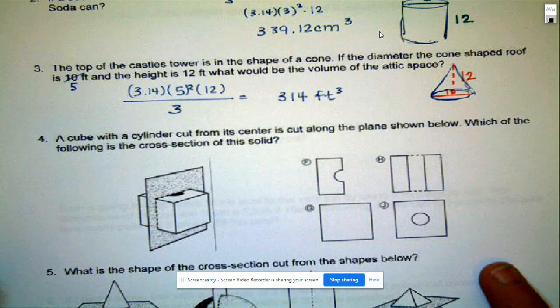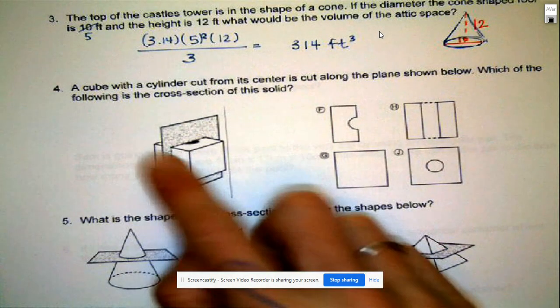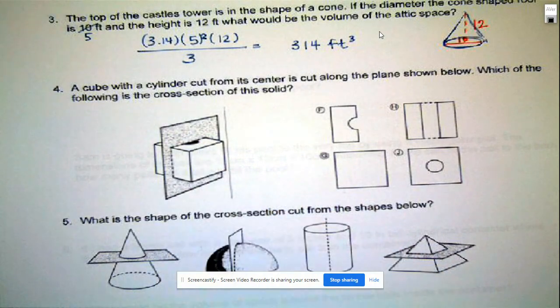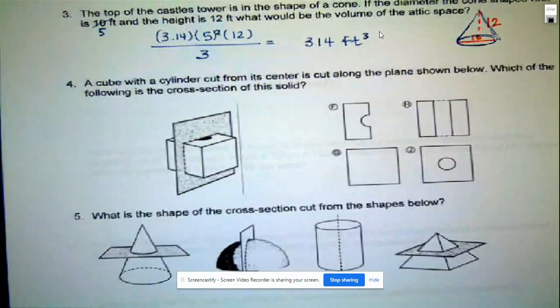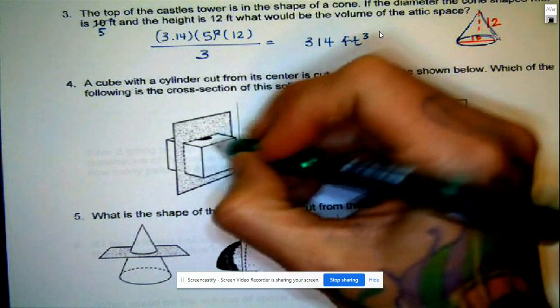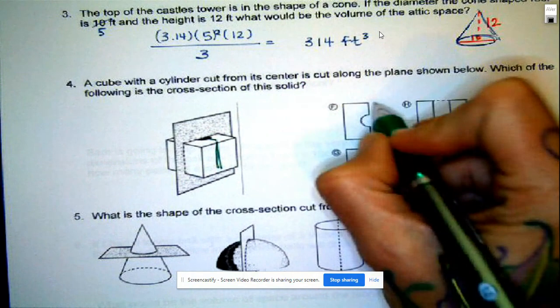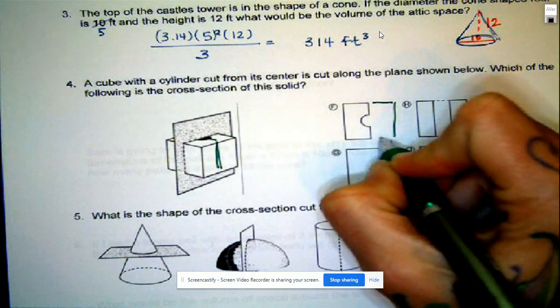All right, going forth, we're looking at cross sections of figures. So looking at number 4 and number 5. Number 4, we see that we have a cube with a cylinder cut out in the middle. And then we're going to cut the whole thing in half and let it fall apart and decide what the inside looks like.